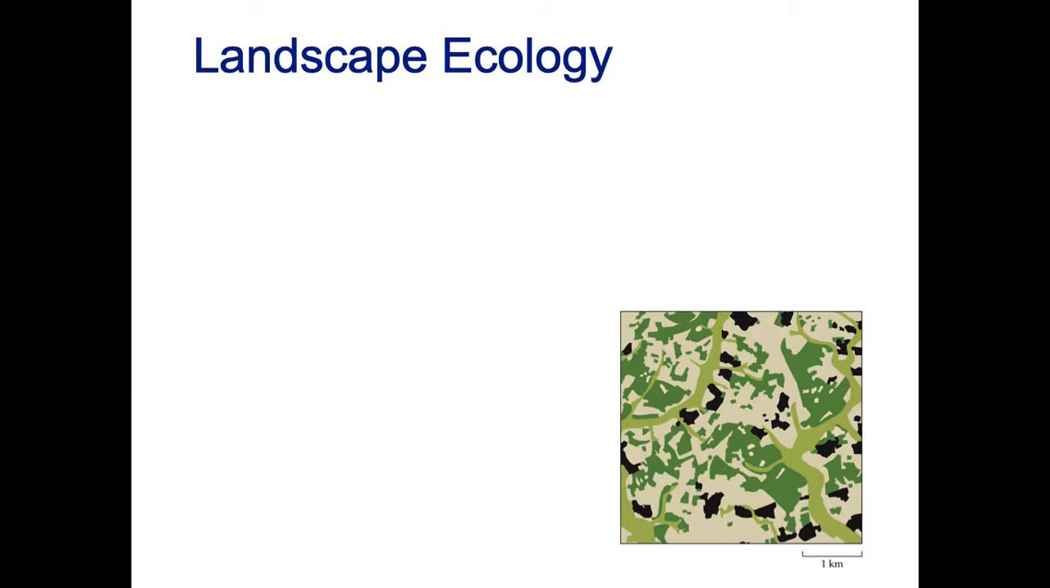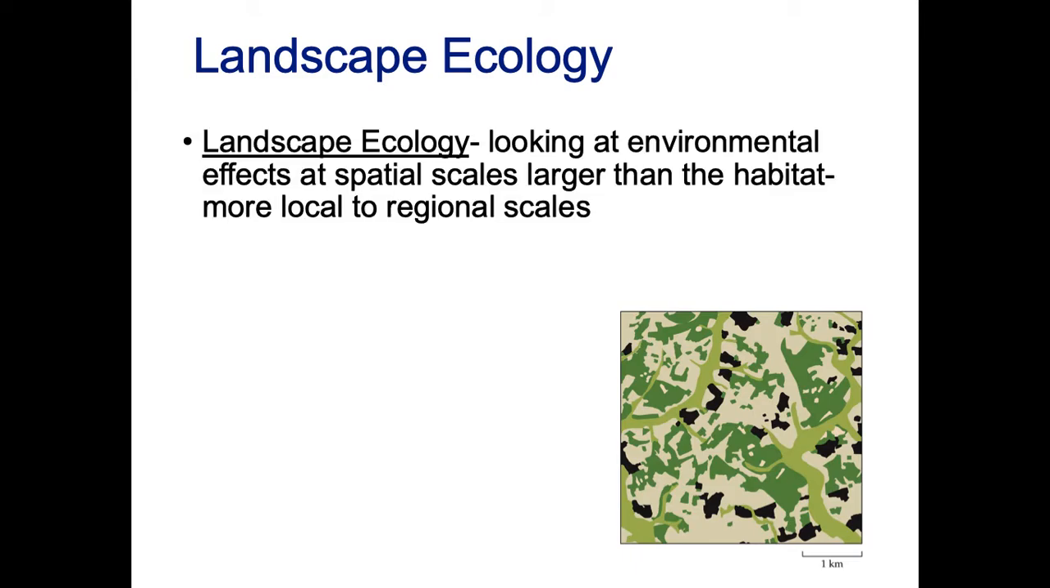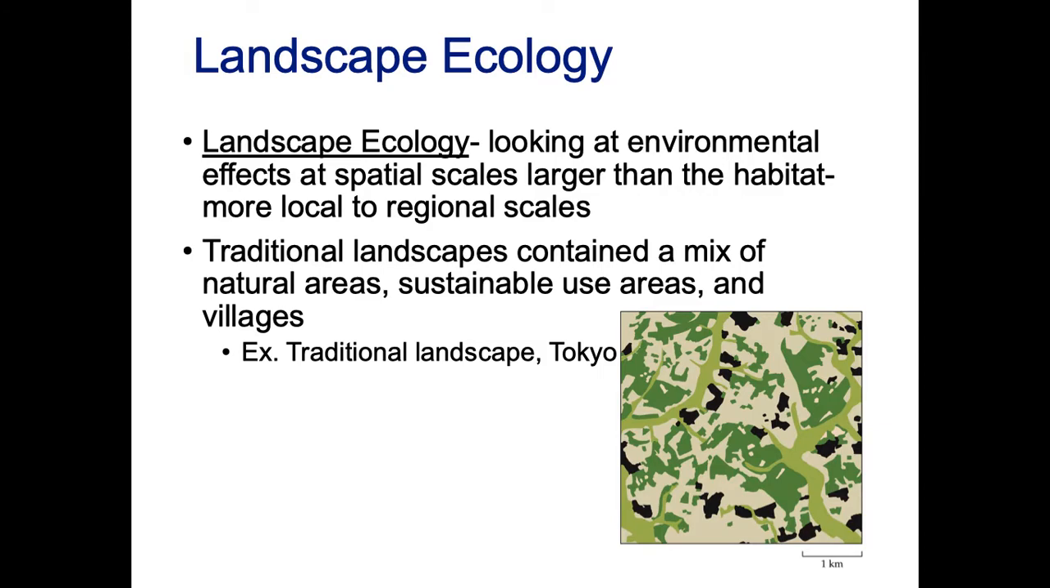Okay, when we're talking about protected areas and corridors and making these networks of protected areas, we also have to think about landscape ecology, which is looking at environmental effects at spatial scales larger than the habitat. So we're thinking more local or regional scales. So how does the area surrounding a protected area affect the effectiveness of that protected area?